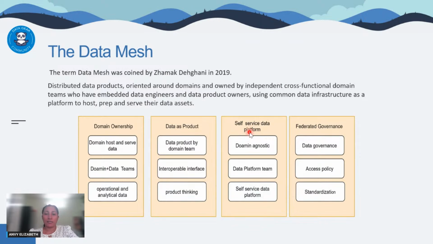The other pillar is the self-service data platform. This means there should be a common data platform for all the domains where the domains can create, execute, and build their own data products, which can be easily accessible by other domains. And there should be federated governance. This is the last pillar. According to federated governance, there should be common standards followed by all the domains so that they follow the organizational policies as well as industry regulations in all the domains. So these are the basic 4 pillars of data mesh.